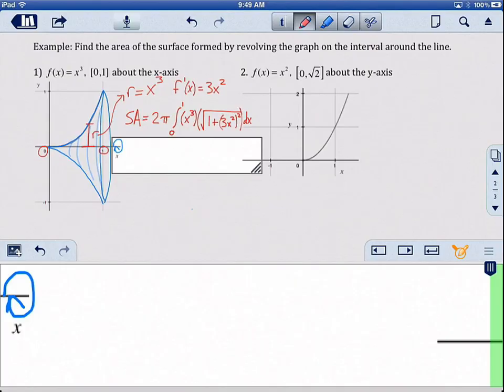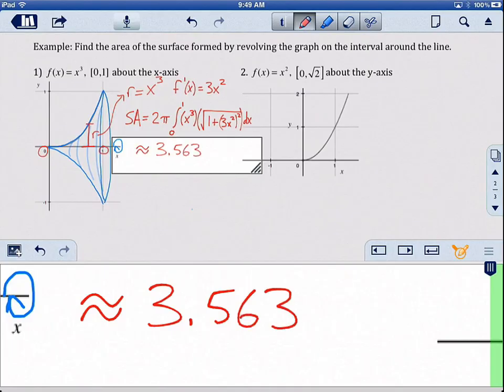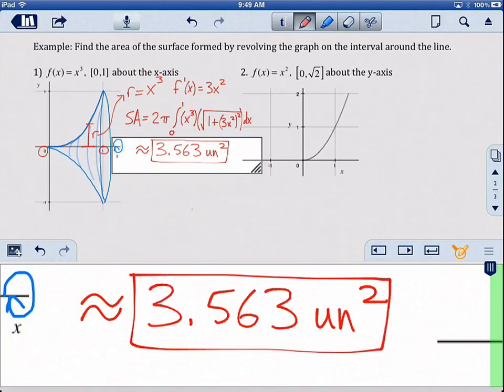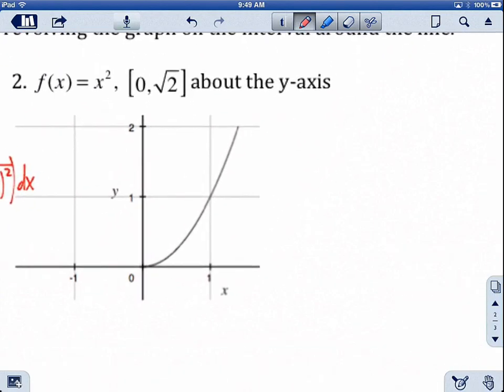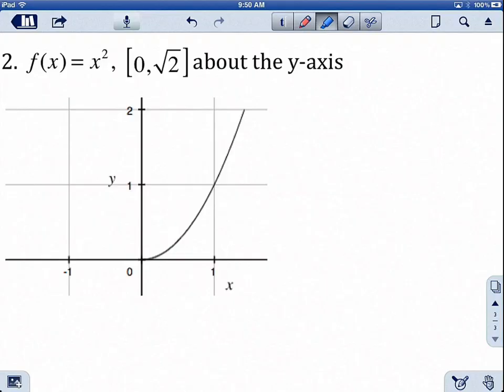Okay, and when we put this into our calculator, we're going to get about 3.563, and because this is an area, we're going to say units squared. Alright, so there we go. Let's go ahead and try number 2. We'll still draw our picture here. So now we have f of x equals x squared from 0 to the square root of 2.